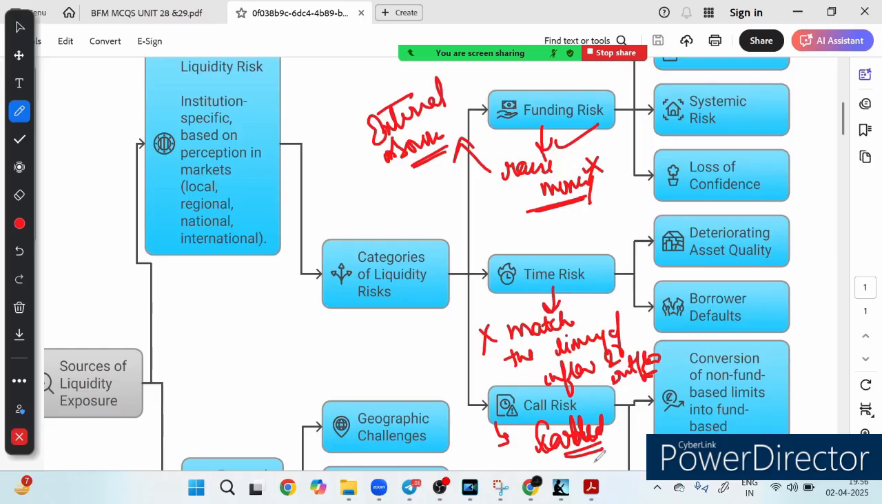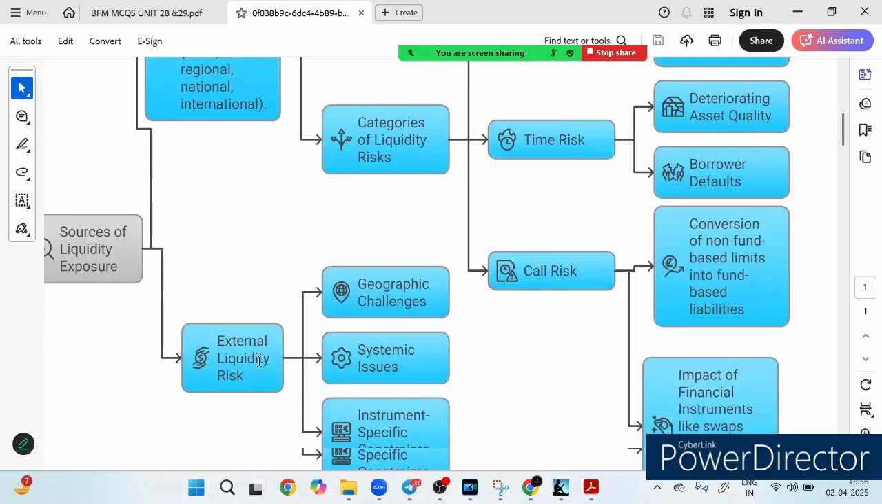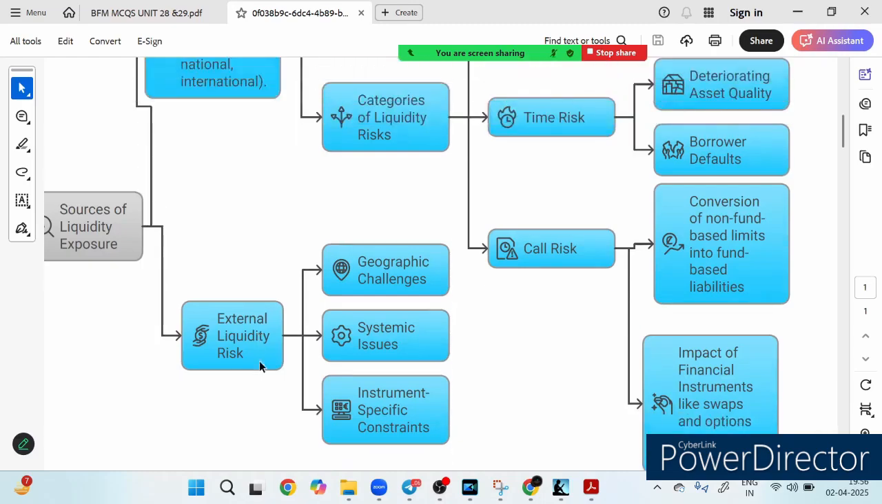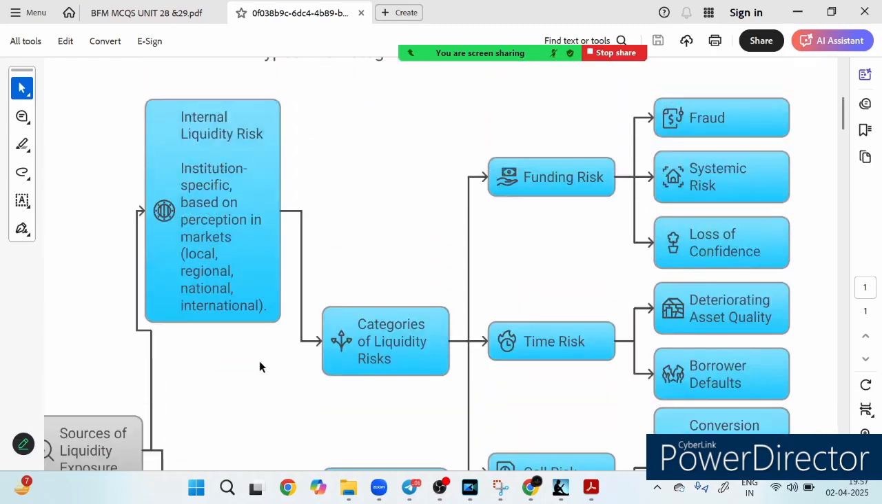So we are talking about call risk. It happens when a loan or other obligation is called earlier than expected, which can create a sudden liquidity gap, right? So this is called call risk. Now friends, if we talk in detail about the other risks associated with risk management, there are some other risks also, as you can see. So basically, we have already seen the types of liquidity risk: funding risk, time risk, and call risk.